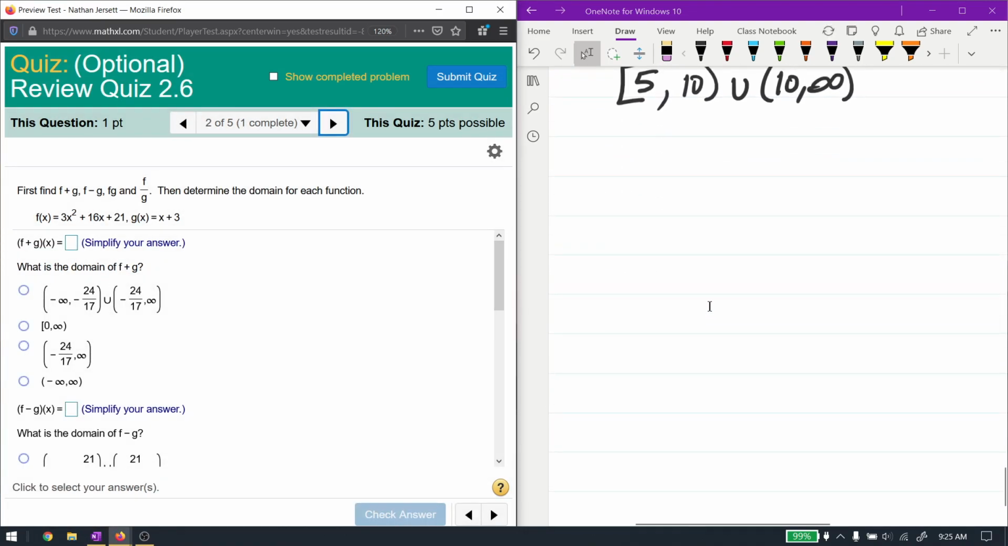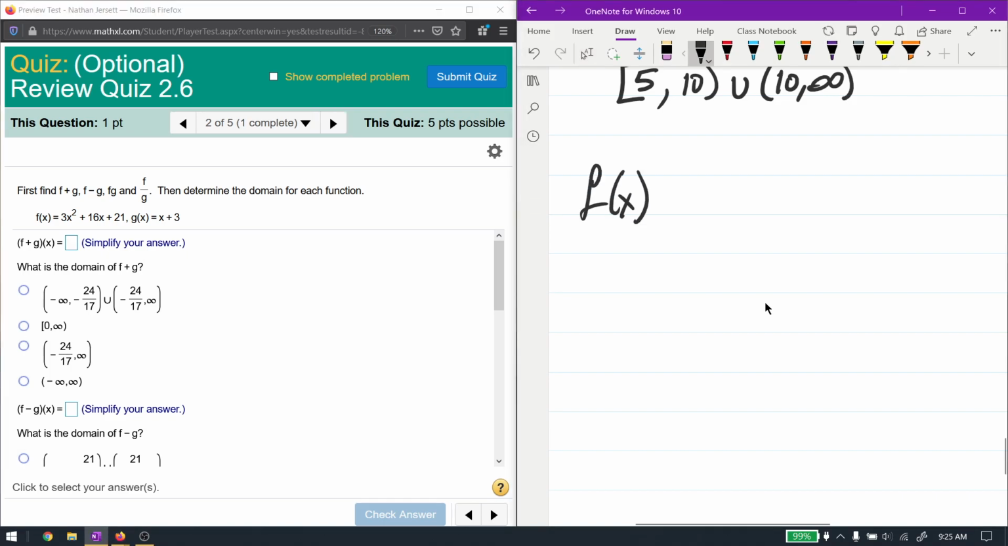Okay, let's move on. Here we have arithmetic with two functions. The first function is a quadratic, and the second function is just a linear function, just a line. The first thing we're going to do is add these two functions together. So f plus g of x is the same thing as f of x plus g of x.